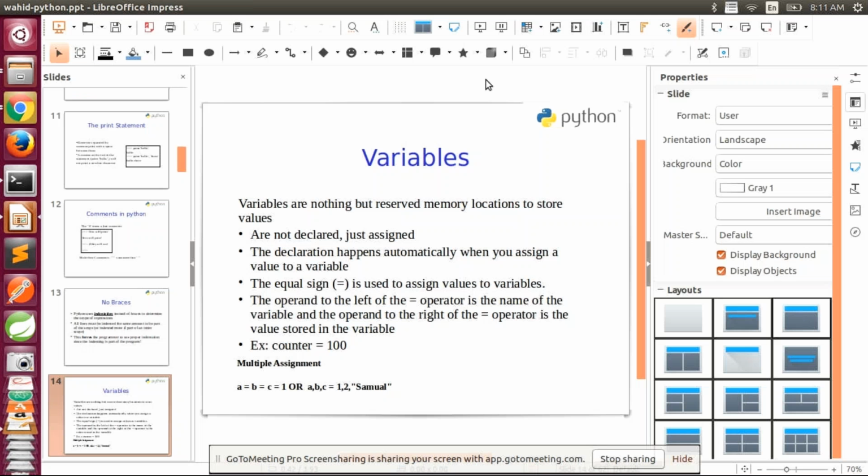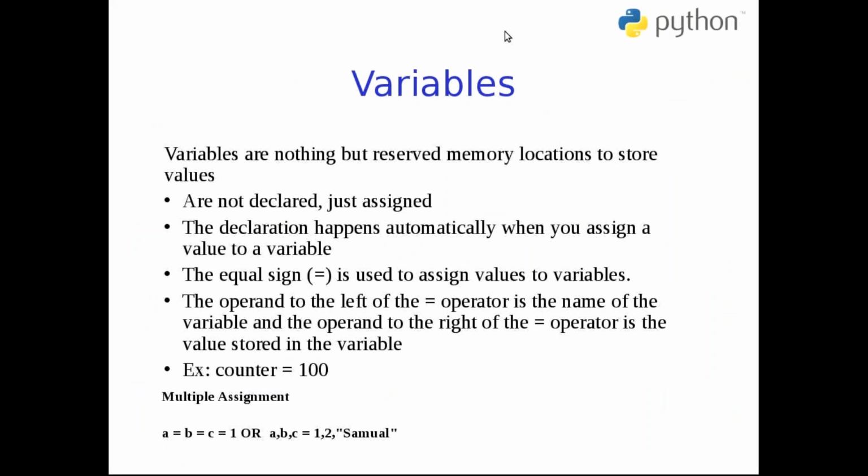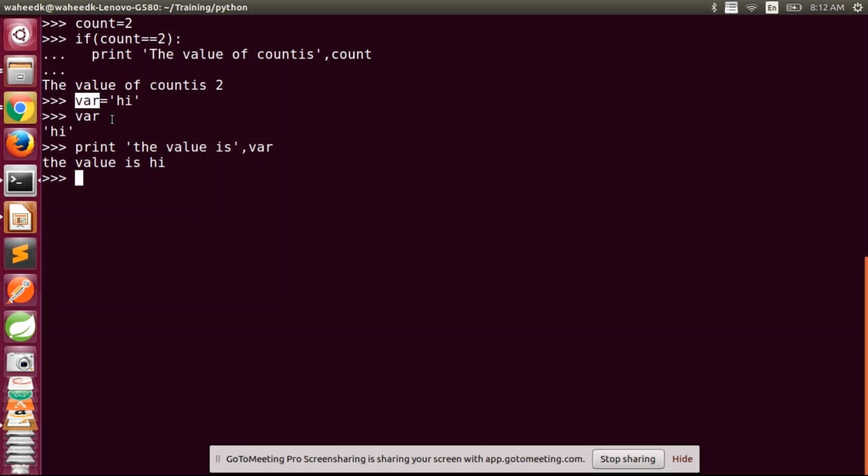As I told you, variables are nothing but a reserved memory area. You don't declare any variable in Python. You just assign it, and at runtime the interpreter takes that value and starts working on it. Declaration happens automatically at runtime. Now we have the equal sign. Here I have declared a variable. This equal sign is an operator. When I teach you operators, you'll understand that we call it the assignment operator.